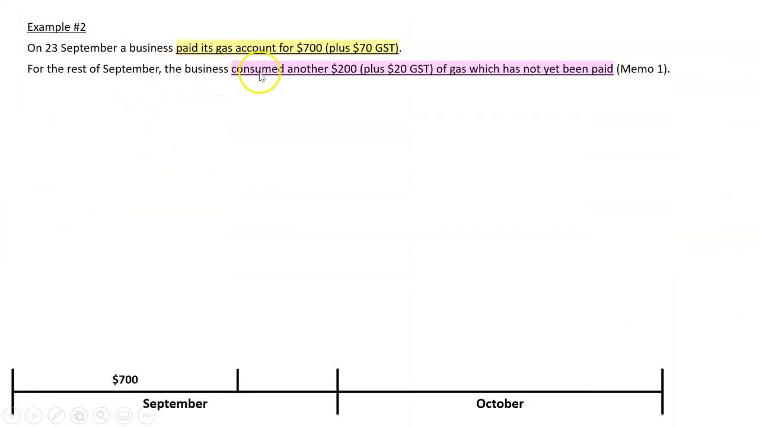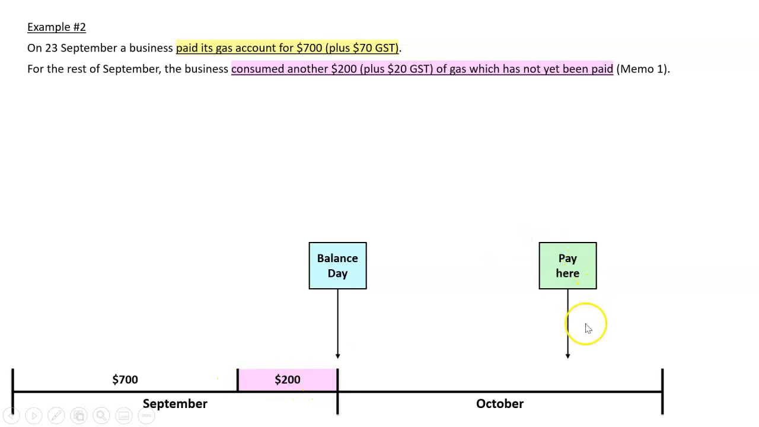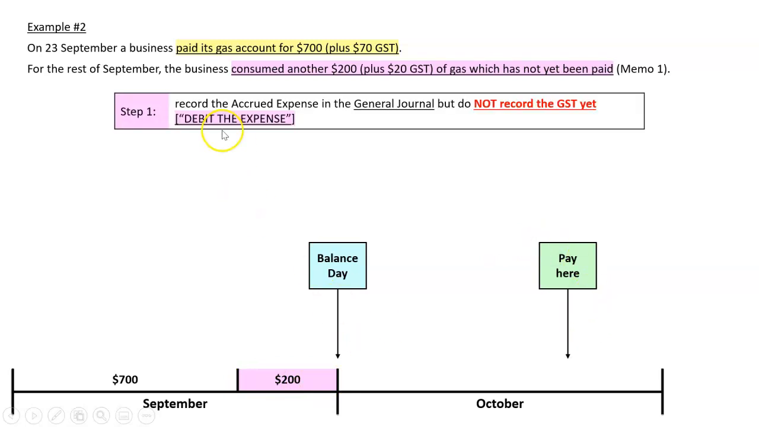So for the rest of September, we're going to consume another $200 of gas but not pay for it, and it's sitting right there. And the problem is, let's look at our September gas bill. It's going to be $900. We've paid $700, but there's $200 we haven't paid yet. We're not going to pay it until the 24th of October. So what we better do is step 1.